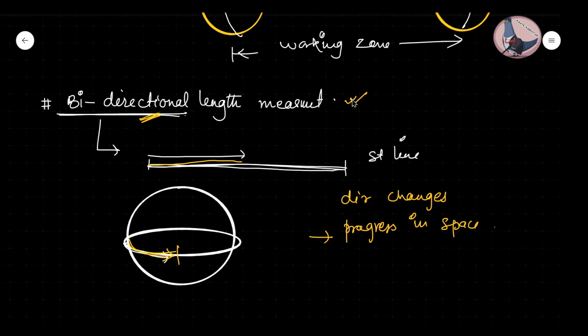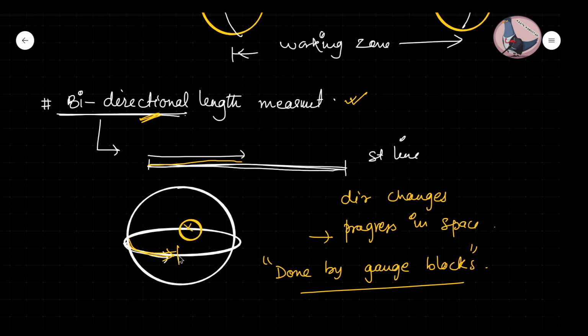It is done by gauge blocks. This is important. Someone can ask you how bidirectional length measurements are done. It is done by gauge blocks. Don't confuse this with the sphere right now. I just drew this sphere to make you understand how bidirectional lengths come about.